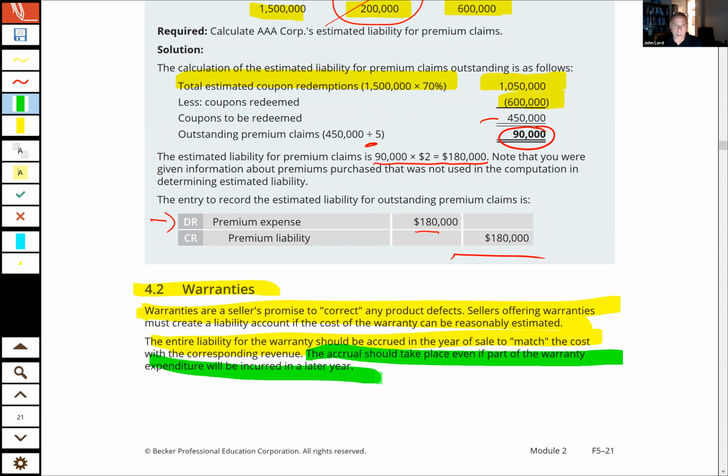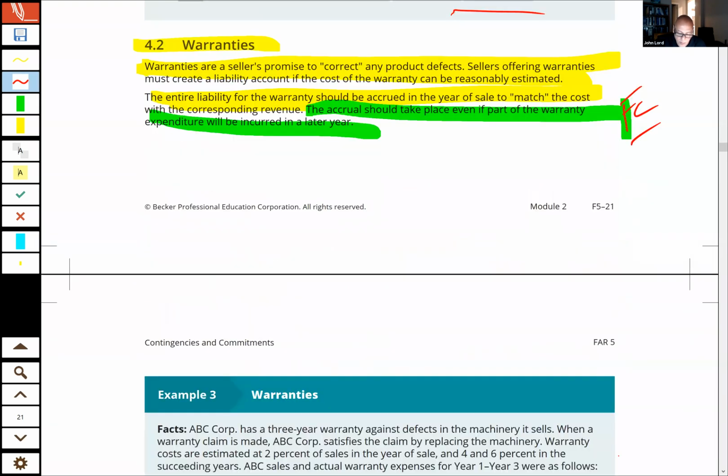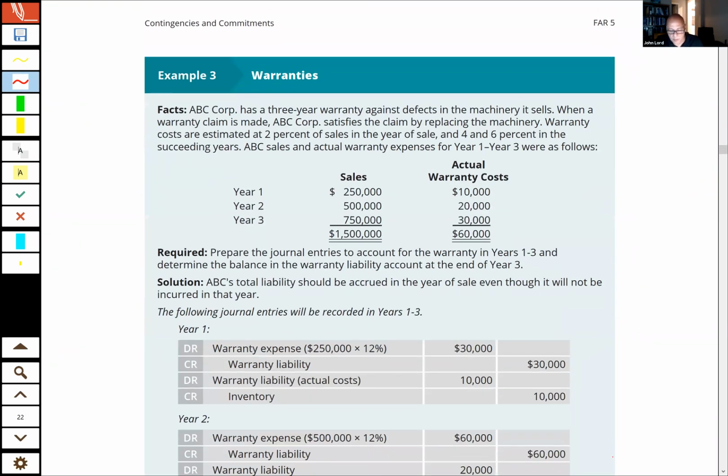Same deal here. We're going to take the liability and the expense at the time of the sale, and then we will recognize the liquidation of that liability as we actually have to pay out on that liability when the time comes. So go ahead and flashcard that you take that at the time of sale, just so you remember that. Let's take a look at this example. This is kind of a fun example, and I think you'll see.